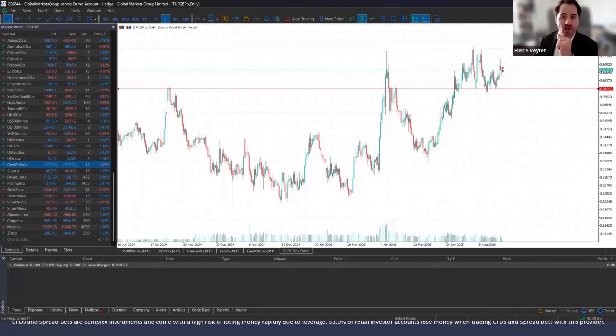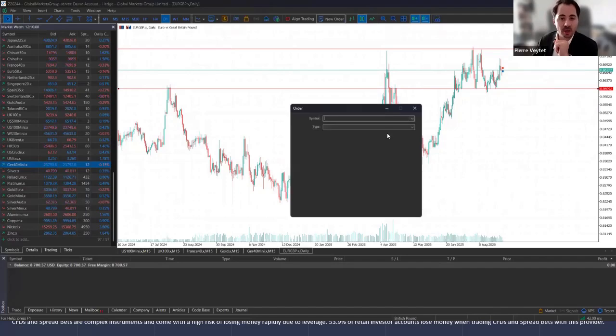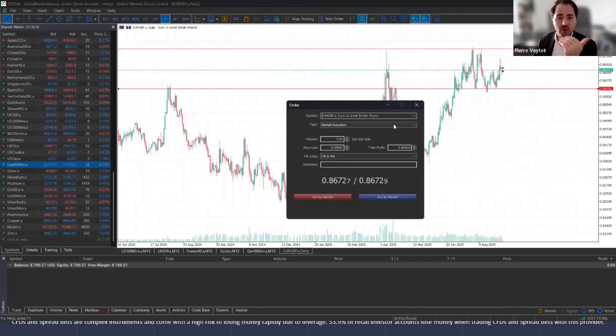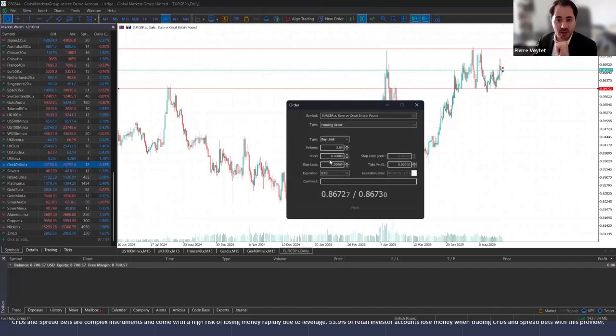For this kind of strategy, I'm going to use a buy limit. You can do it like this, as I just showed you, and then you just have to enter the execution price right here, which is going to be 0.8609.